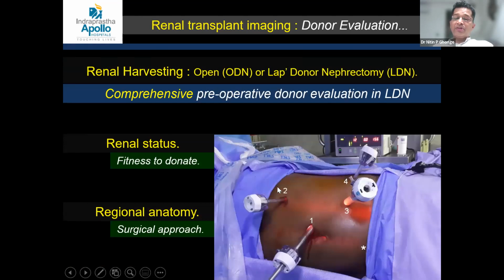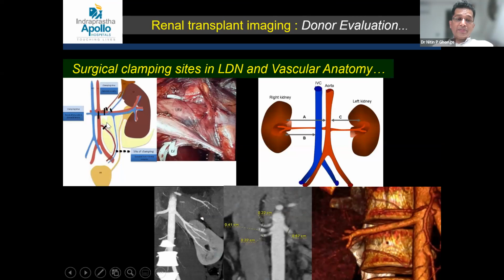CT angiography is the modality of choice, particularly in open as well as laparoscopic donor nephrectomy, because in laparoscopic donor nephrectomy, the anatomical details should be known in much greater detail because of the limited surgical window. And the second thing is it decides the fitness to donate. Like this is the example of how CT can help.